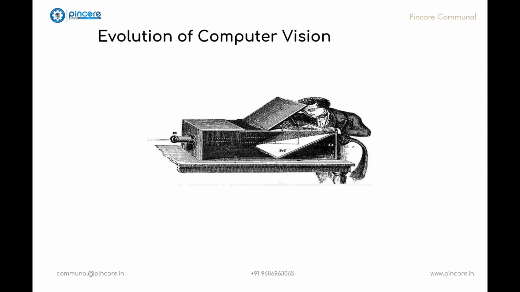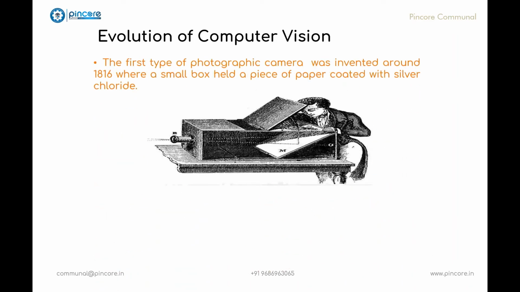Next, we will see the evolution of computer vision. The impact of technology has extended this amazing visual ability not just for ourselves but to machines as well. The first type of photographic camera was invented around 1816, where a small box held a piece of paper that is coated with silver chloride. When the shutter was open, the silver chloride would darken where it was exposed to light.